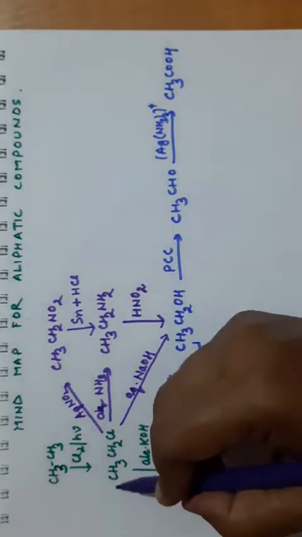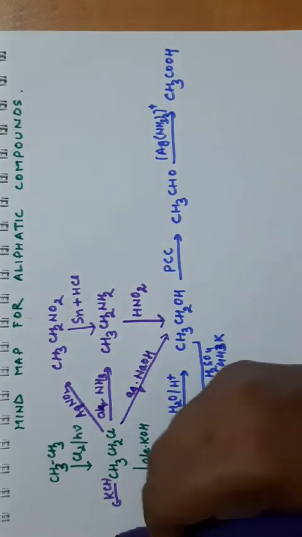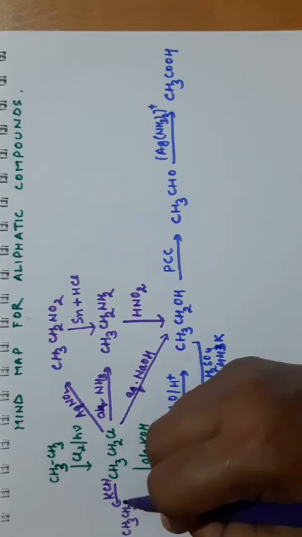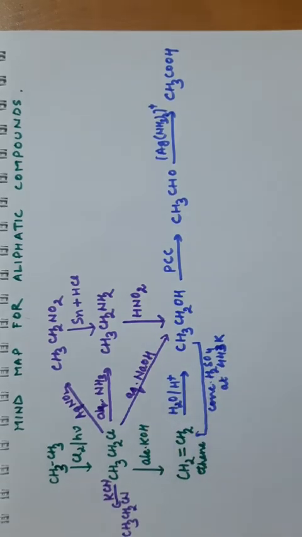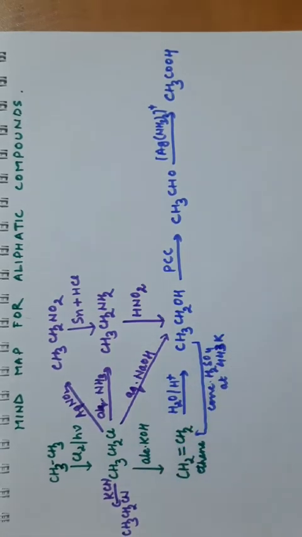If you are treating this alkyl halide with KCN, you will get cyanides, and in place of Cl you will get CH3CH2CN. Means you can increase one carbon by using cyanide, and the starting material is alkyl halide.